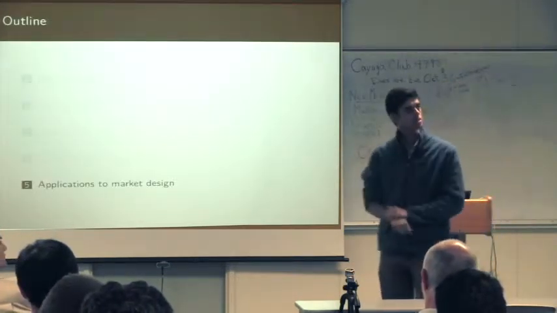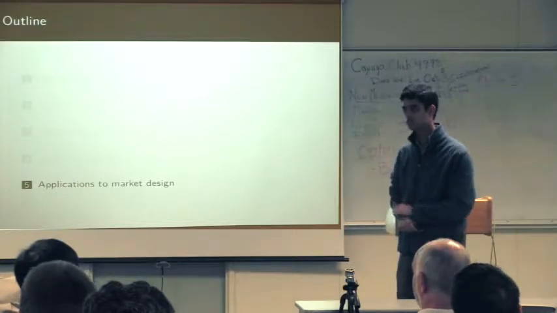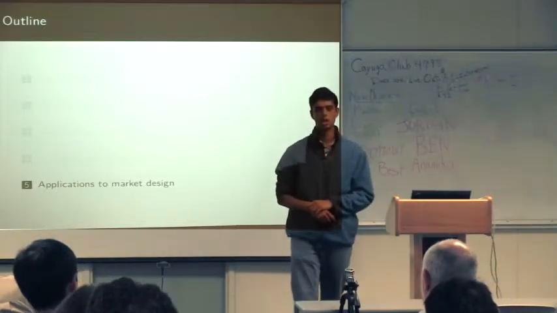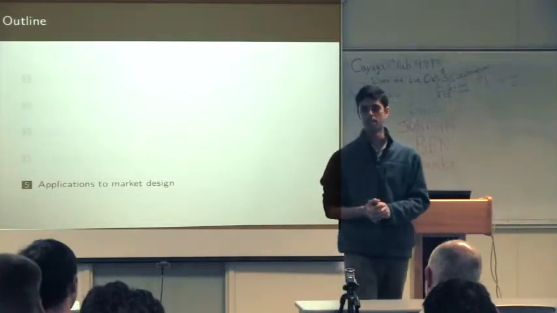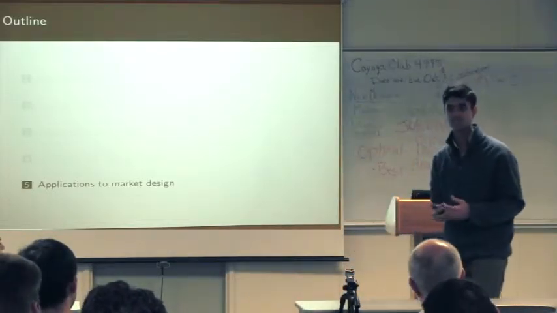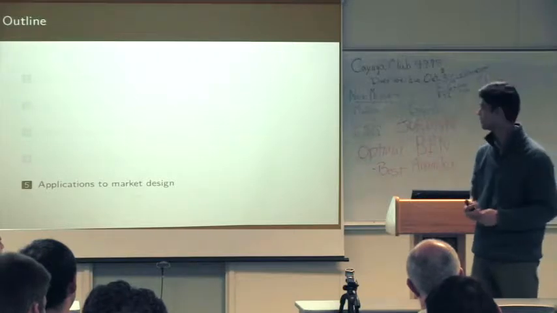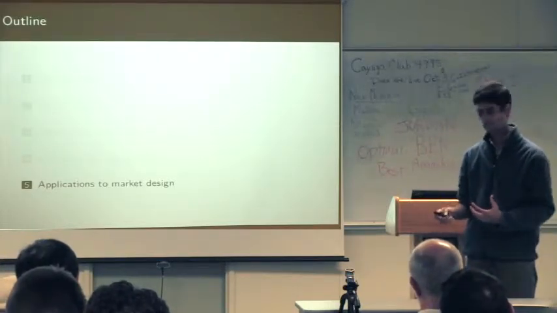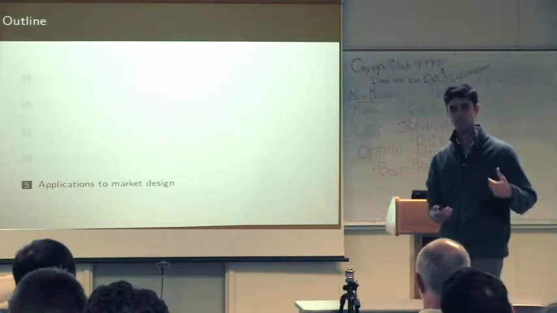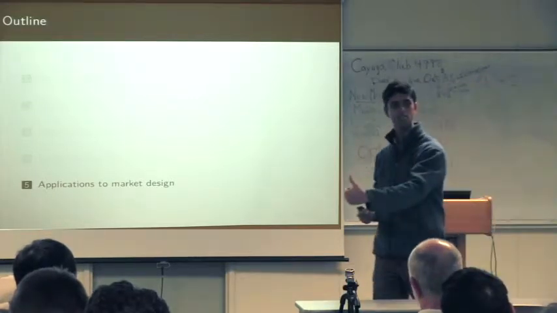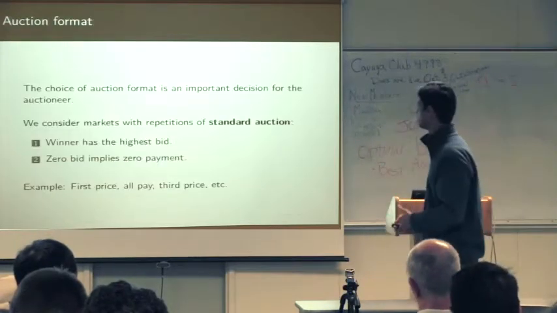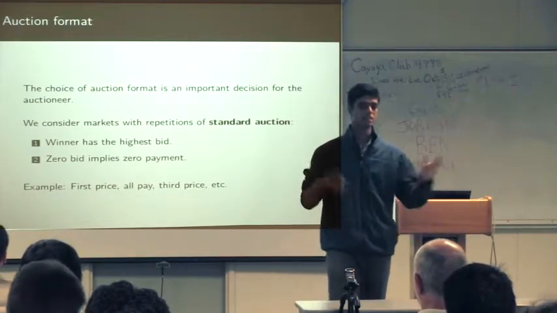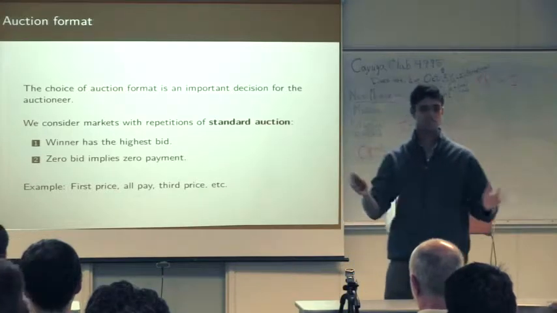So I have 10 more minutes. Let me conclude with the applications to market design. The first question you want to ask is, what would happen to the revenue if you change the auction format? I assumed that you are using a repeated second price auction, but instead you could have other auction formats, for example, first price auction or third price auction and so on.